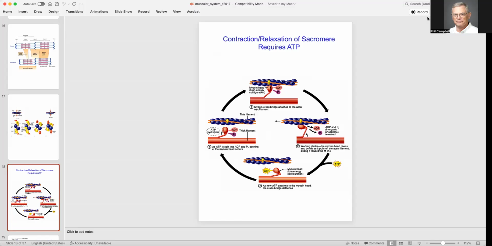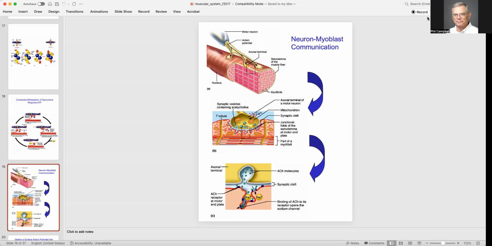All right? Now, how do we control contraction and relaxation? Obviously, muscles are excitable cells. What controls them is going to be the nervous system. So we have an upstream neuron, which innervates a muscle cell. All right? With me so far?